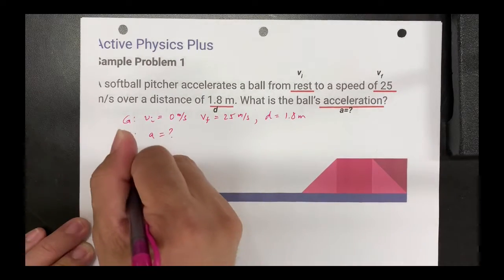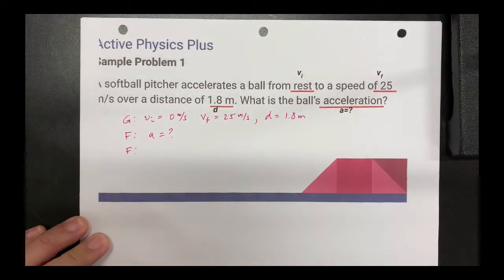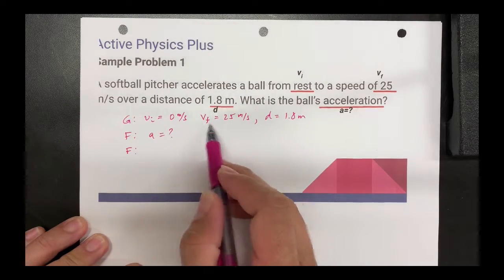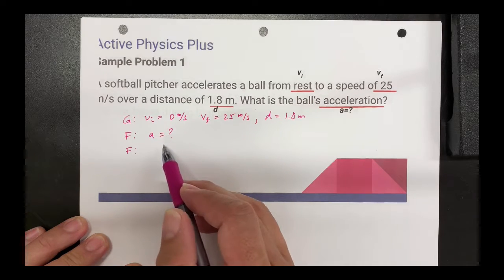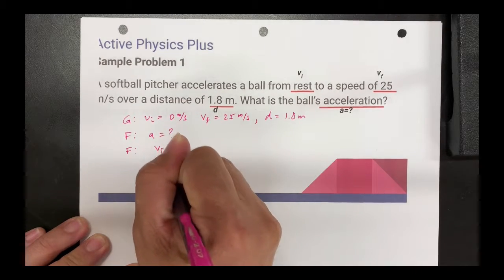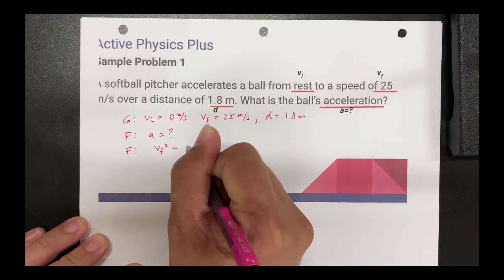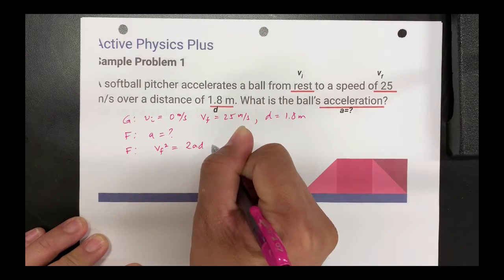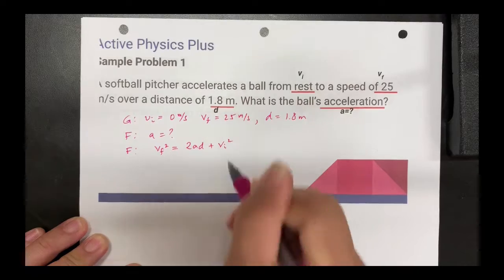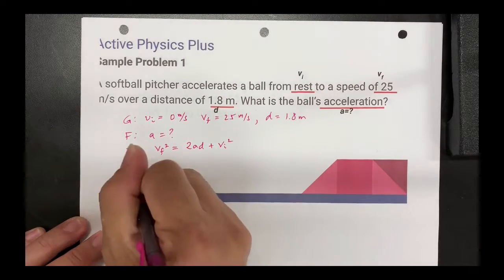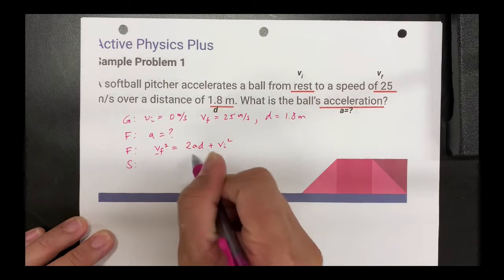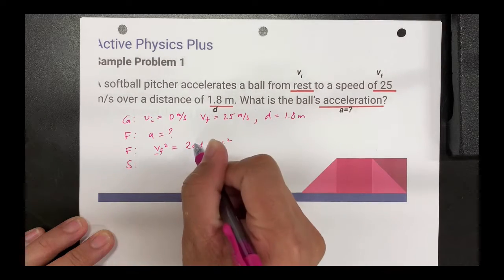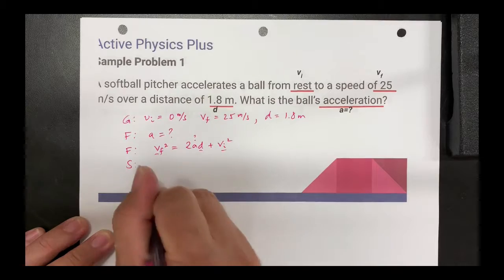So to calculate the formula, I've got to choose what formula has VI, VF, D, and A. The only one that has that is my no time formula, which is VF squared equals 2AD plus VI squared. So now I just plug it in, solving. So I have VF, I have D, I have VI. Only thing I'm looking for is A. So I'll plug those numbers in.